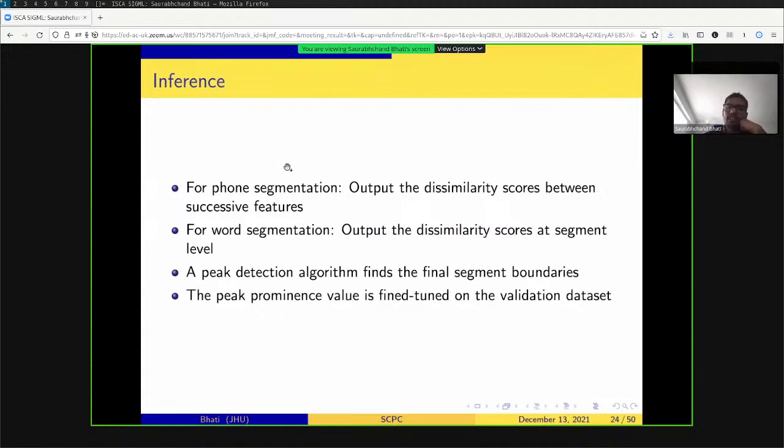If you want to do phone segmentation from SCPC, we generate the dissimilarity values at the frame level, between successive frames. So you will generate the same dissimilarity vector, but at frame level. If you are looking to do word segmentation, then we will generate the dissimilarity scores at segment level, essentially given the past context, try to predict the next segment. That will then be passed into a peak detection algorithm, which will find the segment boundaries. And as other existing algorithms did, we also fine tune the peak prominence value on a validation set.